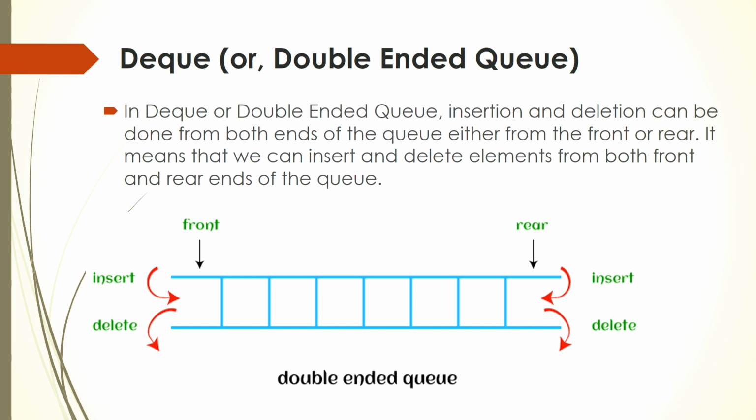So it comes to the DQ part. So what does DQ mean? Or double-ended queue? In DQ or double-ended queue, insertion and deletion can be done from both ends of the queue, either from the front or rear. It means that we can insert and delete elements from both front and rear ends of the queue.